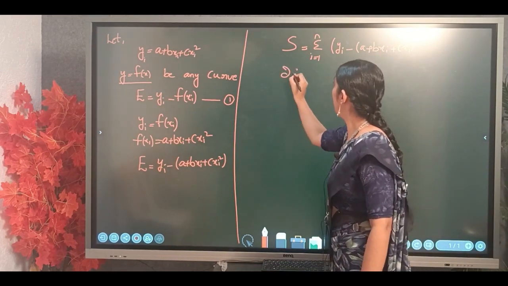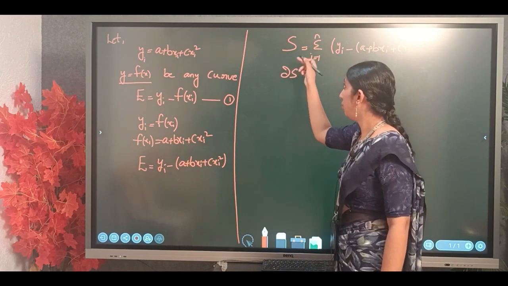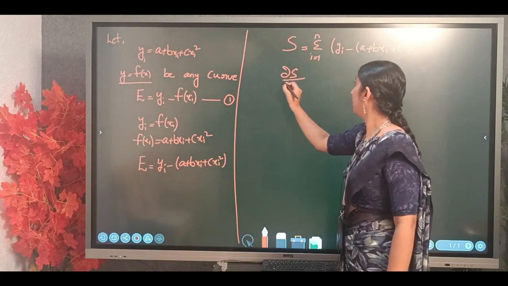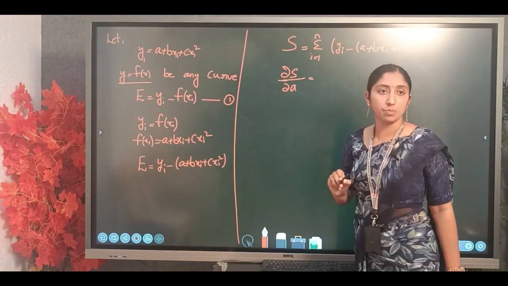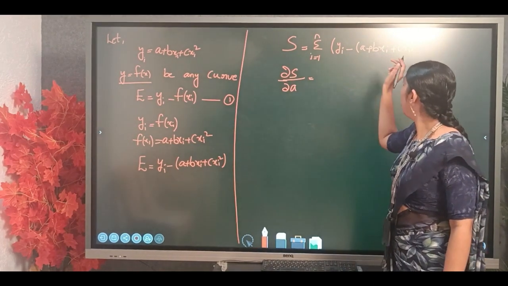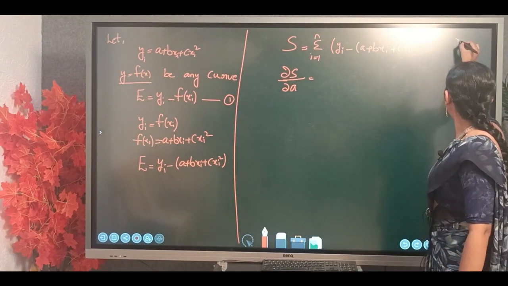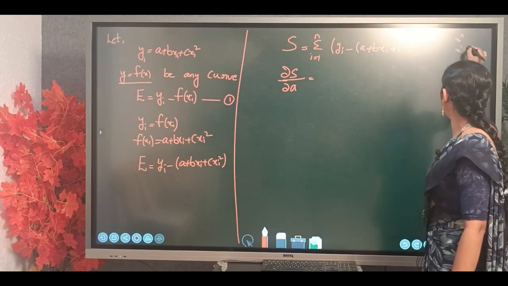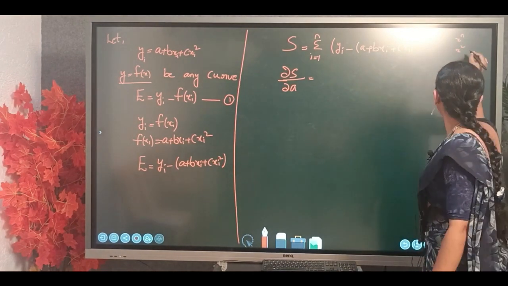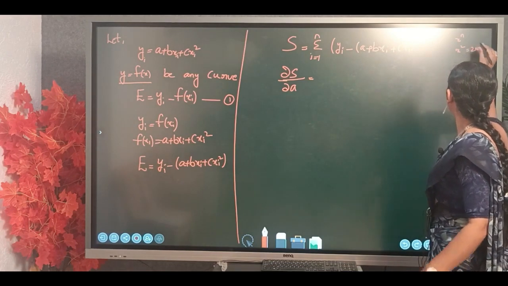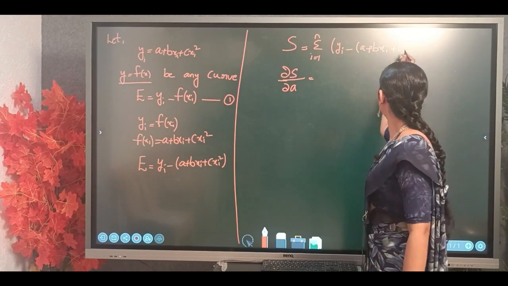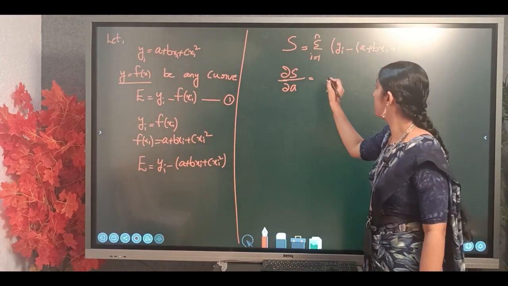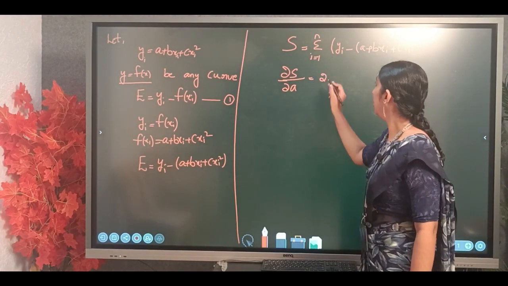For this you have to partially differentiate S with respect to a. That is dou S by dou a. It is in the form of x power n, or you can consider x square. So what is the derivative of x square? 2x. By using that formula, now we are going to solve this. So you can put 2 here as it is.